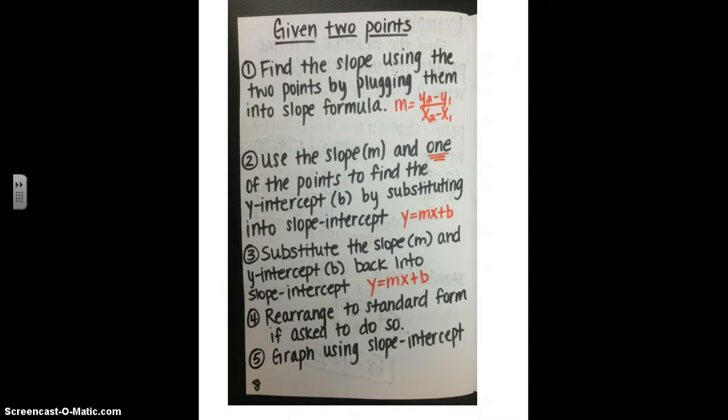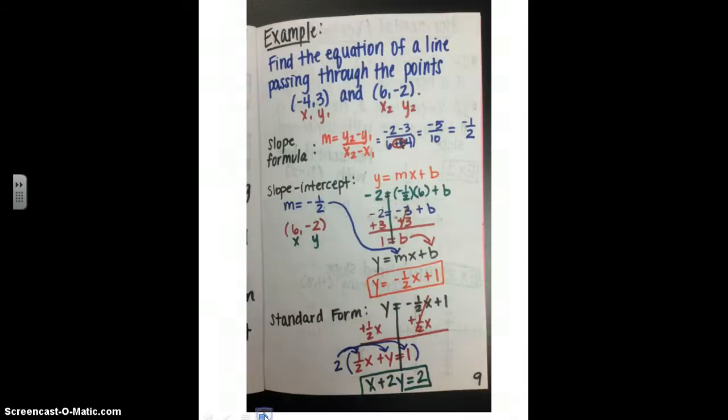After you solve for b and you found b, you're going to substitute the slope and the y-intercept back into slope-intercept form. Step 4 is to rearrange to standard form, if asked to do so. And step 5 is to graph using slope-intercept. Okay? So, let's go on to an example.